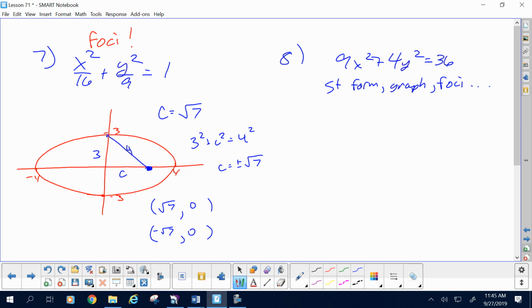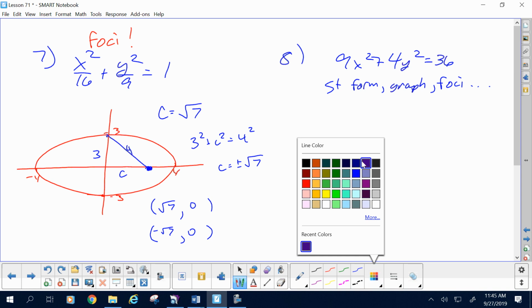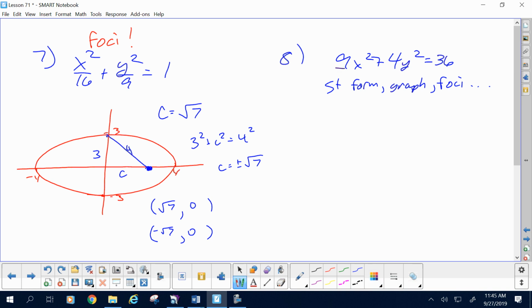Put it in standard form first. What do you divide by? 36. You make the 1. X's and Y's on one side, constants on the other, and make the 1. X squared over 4, Y squared over 9 equals 1.